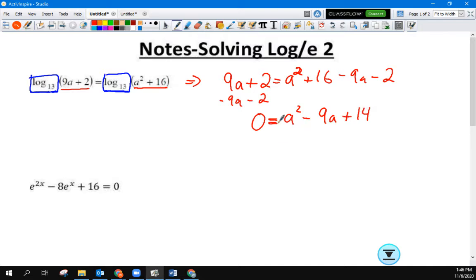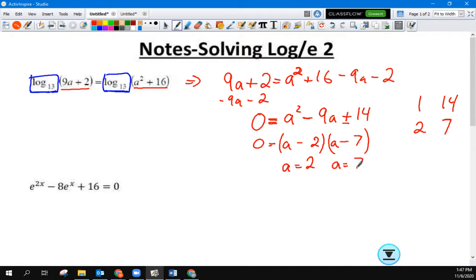Now basically we're doing trinomial factoring. So this is going to factor into a and a. Factors of 14 are 1 and 14, and 2 and 7. Since the 9 is a sum, which add up to 9? 2 and 7. And since the 14 is positive and the 9 is negative, both of these have to be negative. So my solutions are a equals 2 and a equals 7.